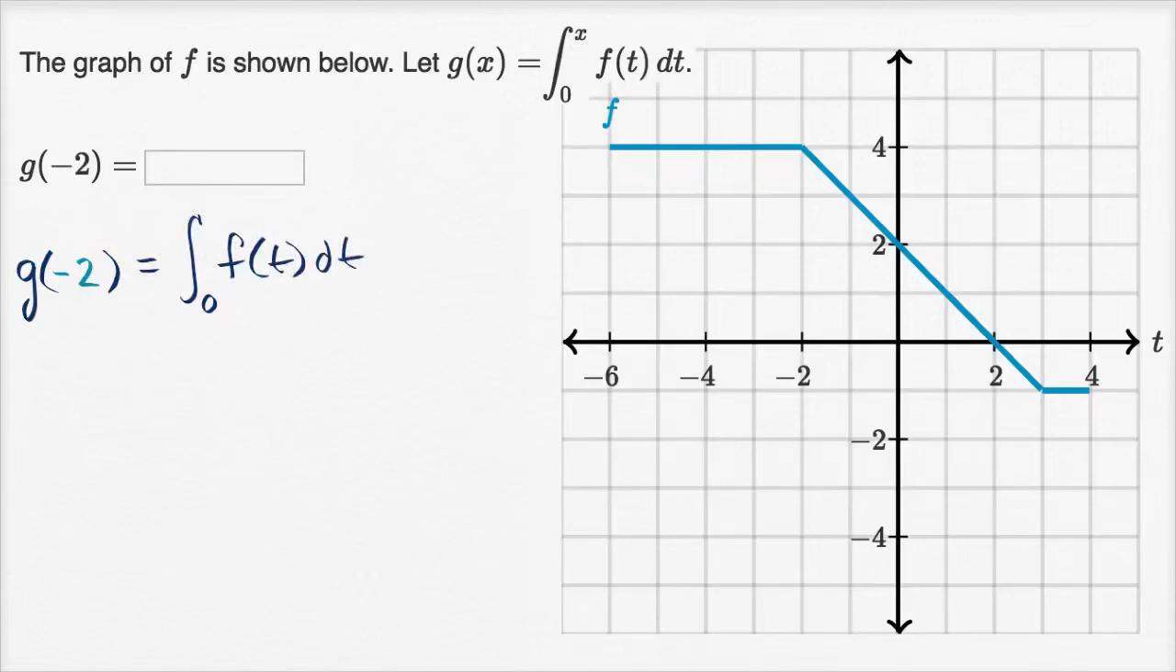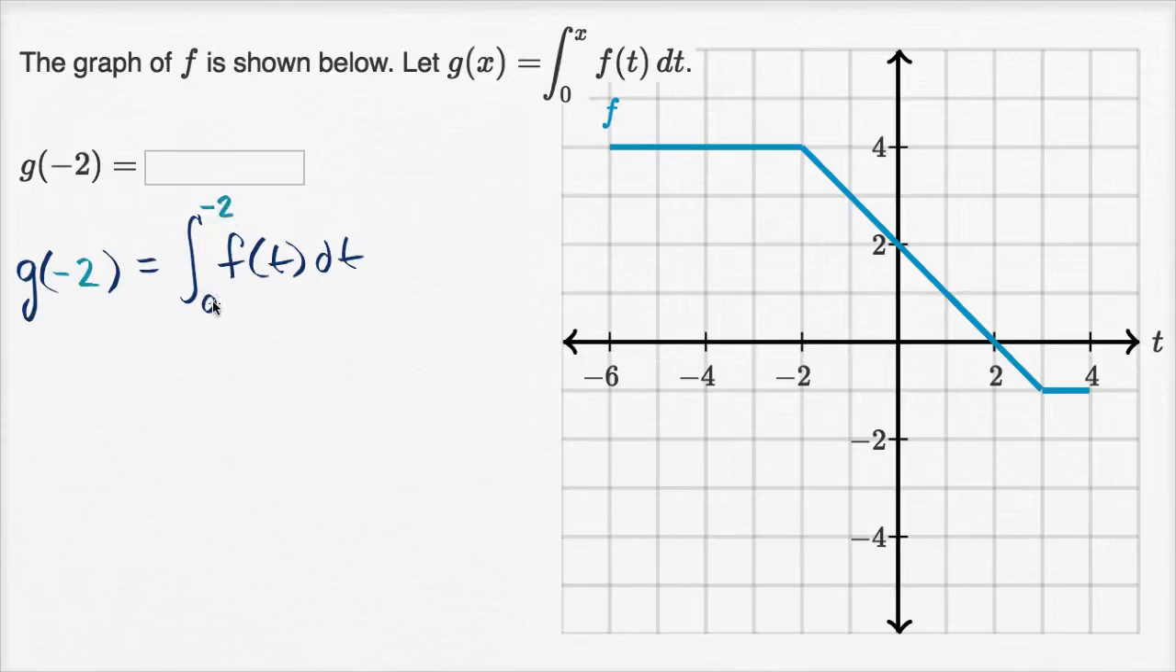Well, x is now negative 2. This is now negative 2. And so how do we figure out what this is? Now, before we even look at this graph, you might say, okay, this is the area of the region under the graph y equals f of t between negative 2 and 0. But you have to be careful.